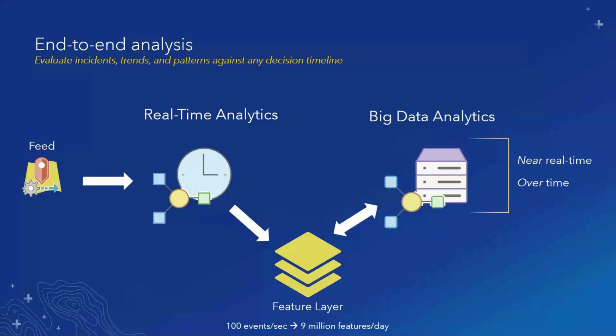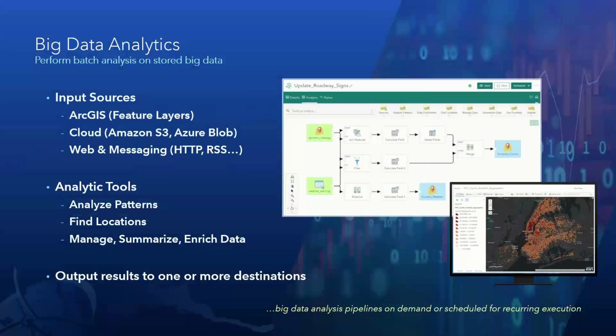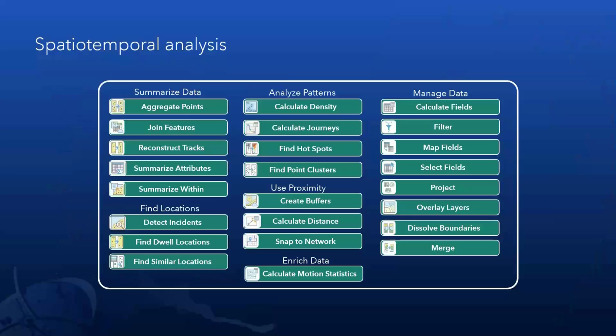And one of the things that is a really important trend to understand here is we can both do real-time analysis, meaning analysis on individual observations, but we can also connect to and run analysis in a big data system, which lets us analyze across the entire data set. And that will let us do things like large-scale pattern detection or trend detection, and allows us to evaluate incidents versus trends or patterns. On the big data analytics, we can provide that same kind of analytics against similar data sources. So we can connect to these large data sources, and then we can run large global analytics like analyze patterns, find locations. We can manage and summarize or enrich our data, and then we can push our data back out to a new data set.